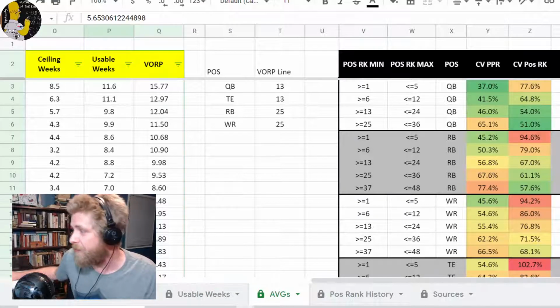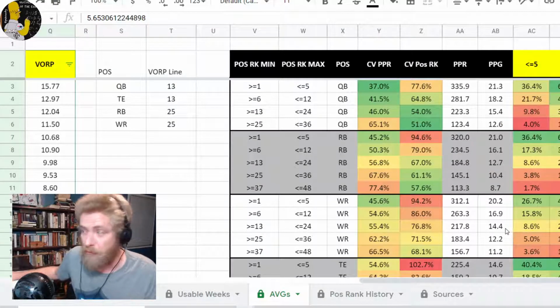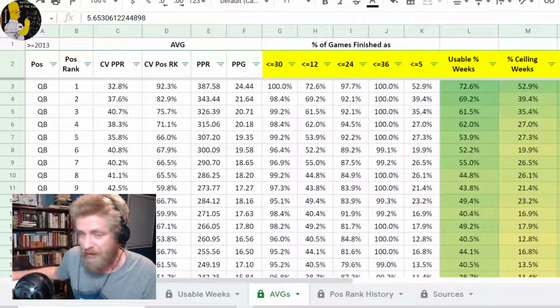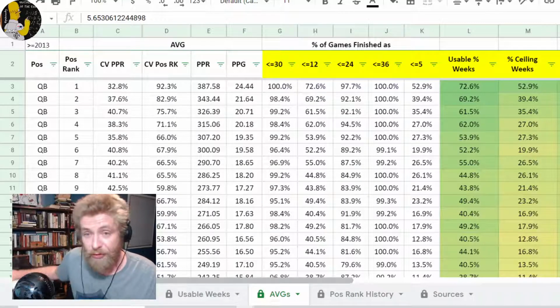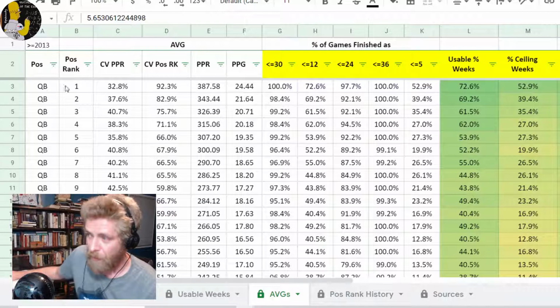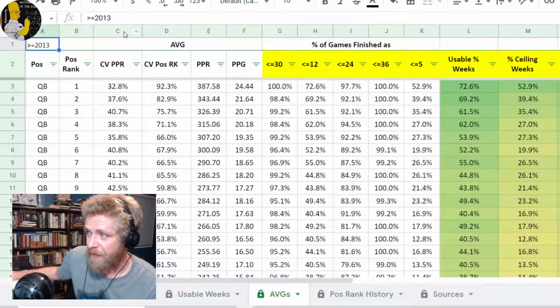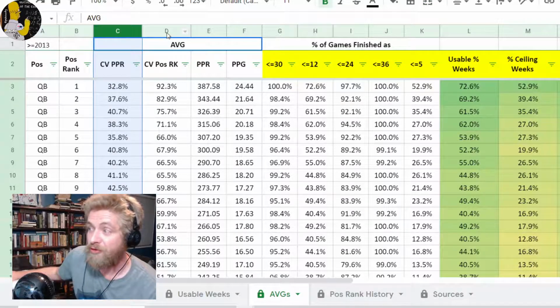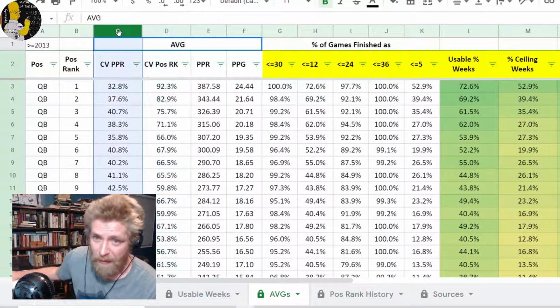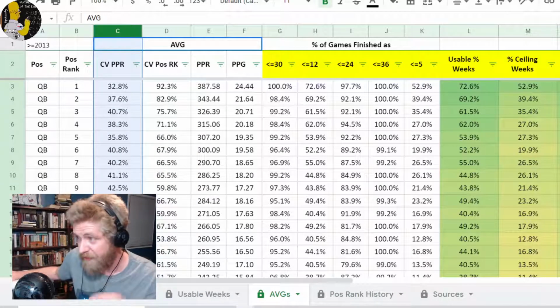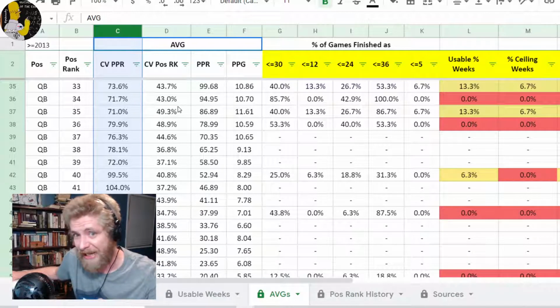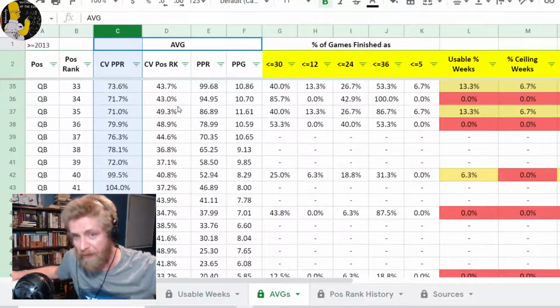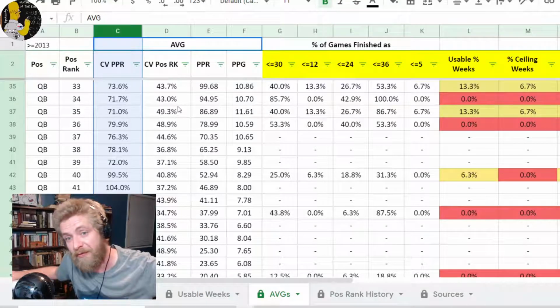The averages tab is where I start to actually look at some of the stuff that I'm actually interested in research. On a broad level, what can you expect from the quarterback 1, the quarterback 10, and then I was just averaging, if they played 8 games in full positional PPR scoring since 2013, what was their coefficient of variation in the positional rank and the PPR scoring on average for each positional rank since 2013. So these are all an average of every quarterback 1 that played 8 games or more since 2013.